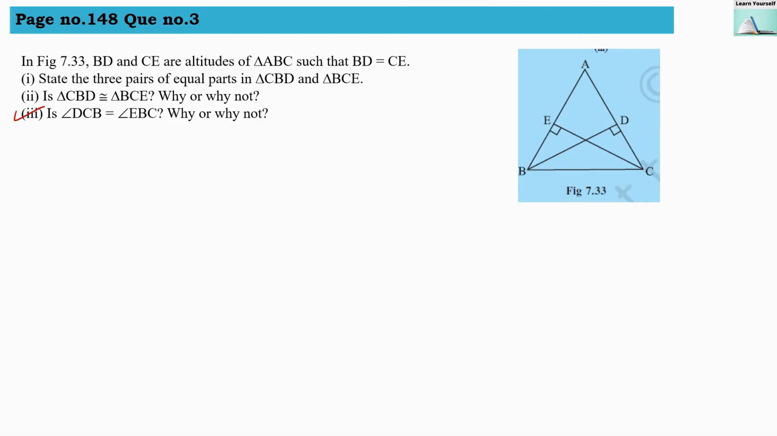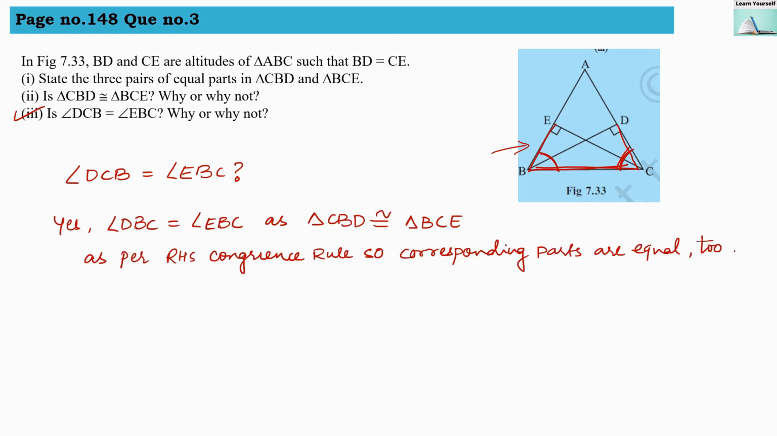Now the third question, that is angle DCB equals angle EBC or not? Why? So which angle are we talking about here? DCB. So for DCB, we are talking about this angle, and another angle we are talking about is DBC. So are these two angles equal to each other or not? So yes, these two triangles are congruent with each other. So corresponding parts are also equal to each other. As per RHS criteria, these both triangles are equal, so corresponding parts are also equal.